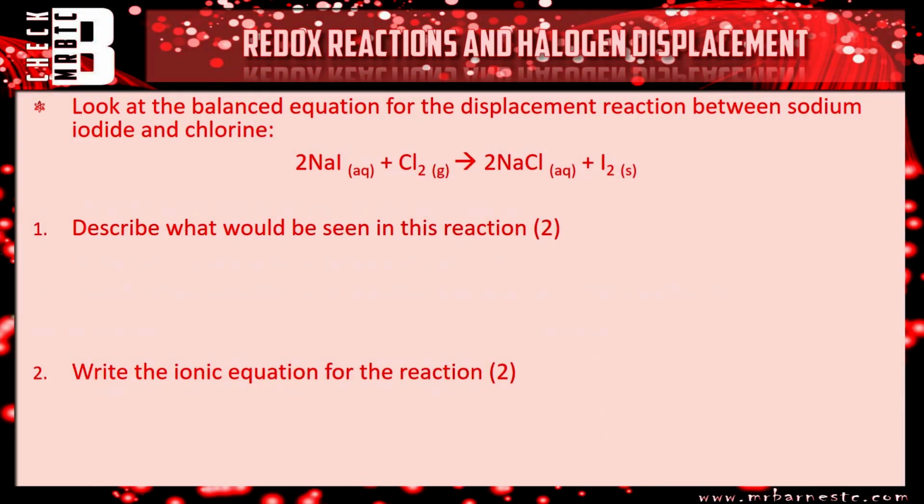Okay, let's see how you've done then. So if we start off with what would be seen in this reaction. To begin with, we've got 2NaI, aqueous, going to 2NaCl, and we're doing that by adding chlorine, which is changing and depositing out iodine.